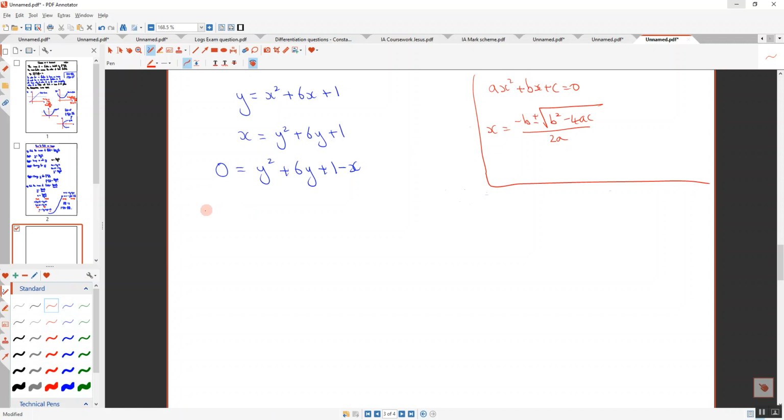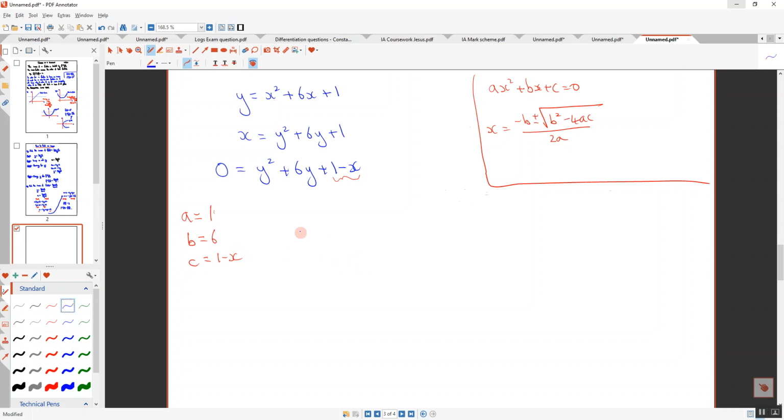So what is my a value going to be? 1, because it's 1y squared. What is my b value? 6, because it's whatever's in front of the other variable. What is the c value? Not just 1, I mean, plus 1 minus x is my c value. So a is 1 because it's 1y squared, b is 6 because it's 6y, and my c is the part that's left over. So I'm going to use my formula.